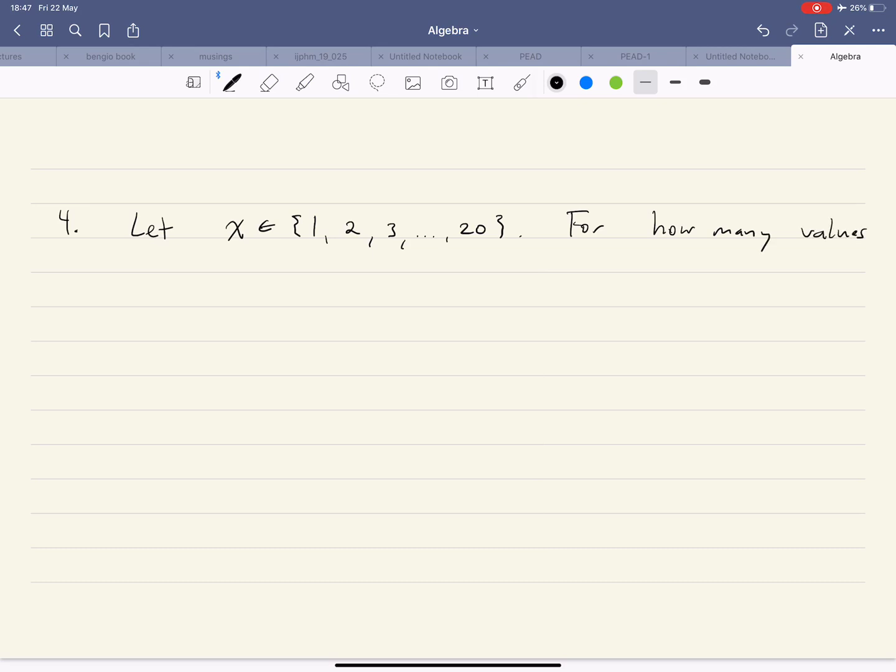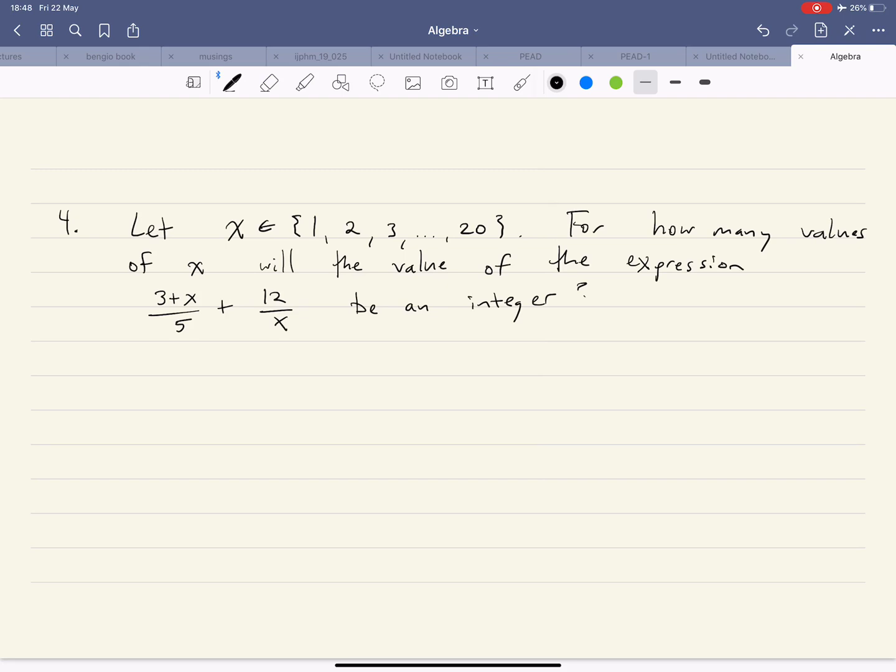For how many values of x will the value of the expression (3 plus x)/5 plus 12/x be an integer? Okay, the easiest way of doing this is to just enumerate the possibilities.